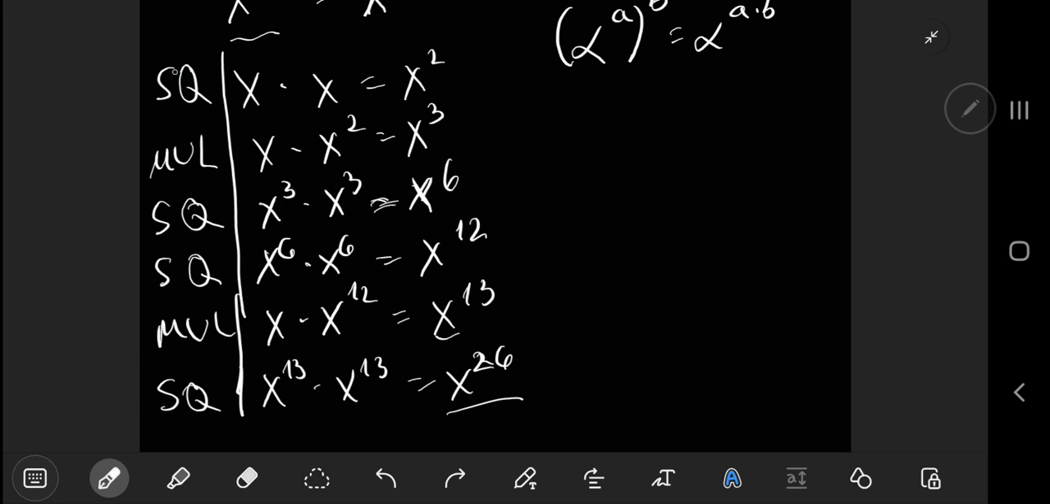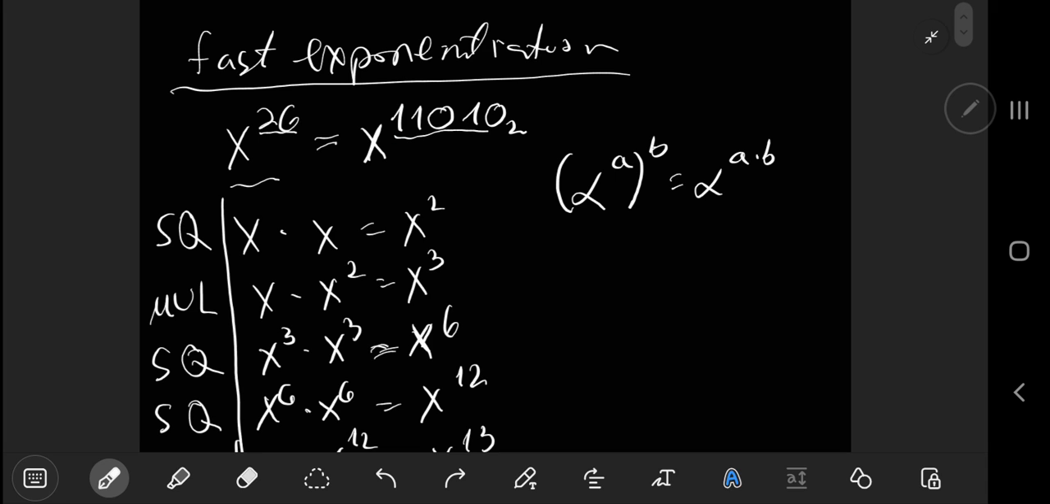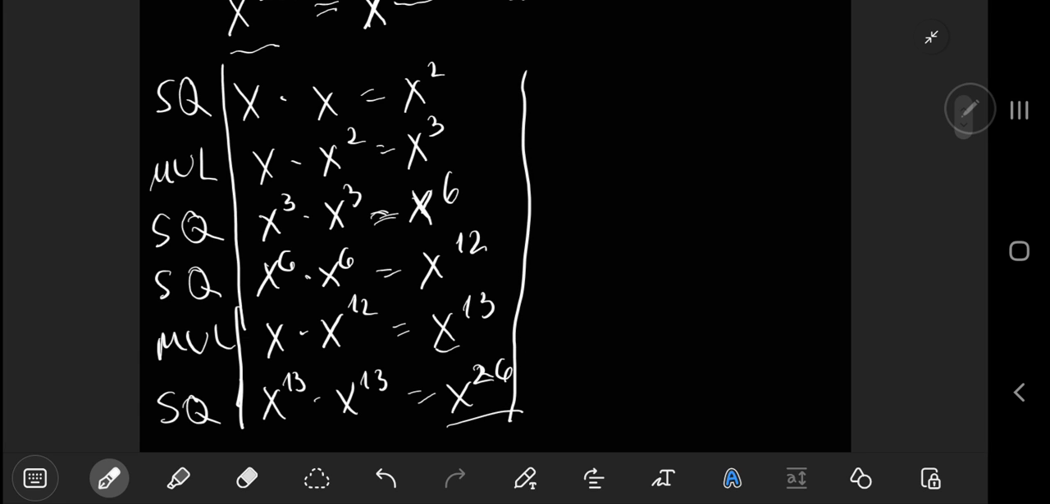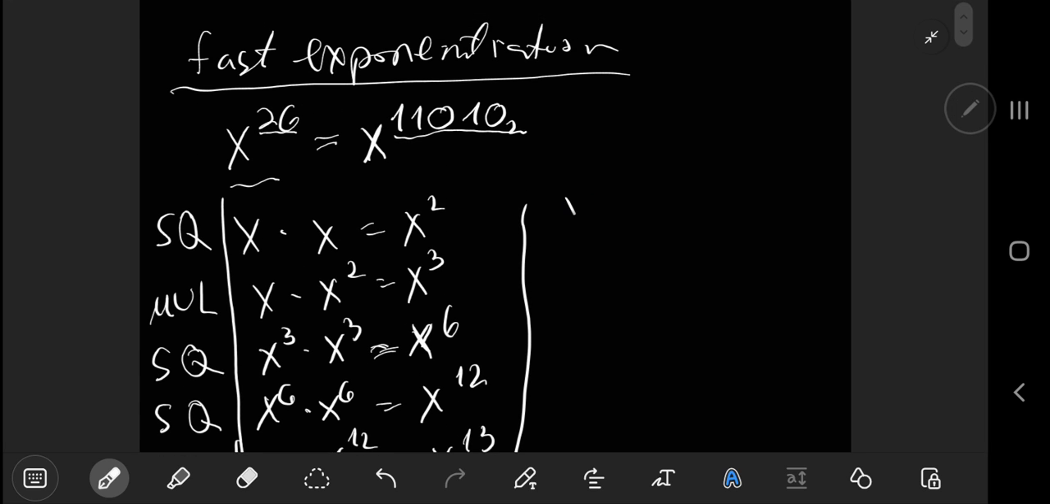Now, how did I know when I should square or when I multiply? The idea lies in the binary representation of the exponent. What is the idea? The idea is this one. If I look at the binary representation, I start with x to the power of 1, right? This is x to the power of 1. Now, what I want to do is take the square of this. What will happen? It will be x to the power of 1 0 in base of 2.